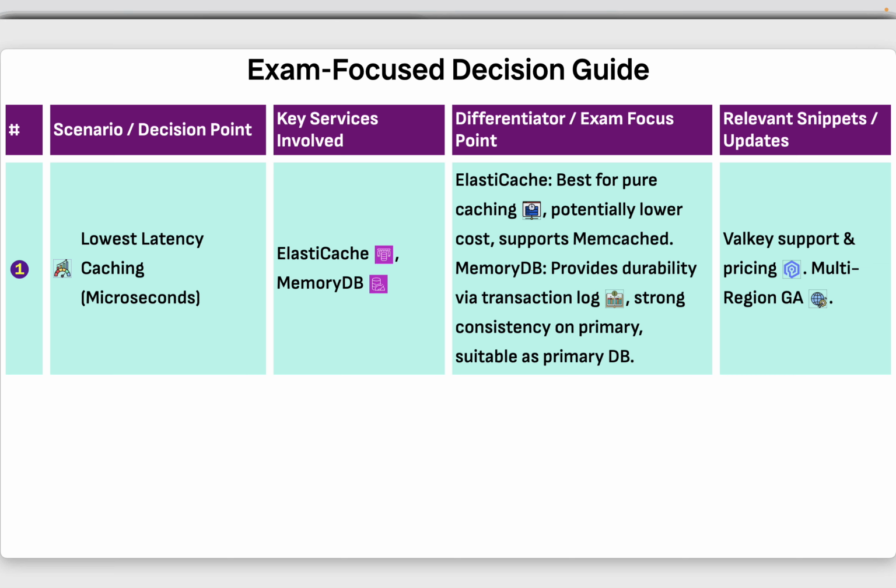The secondary option is MemoryDB. It provides durability via transaction log, strong consistency on primary nodes, and is suitable as a primary DB. There are also relevant updates like Valkey support, pricing, and multi-region global availability. So just to distinguish which one to go for: if they ask for some kind of durability and strong consistency, then go for this. But if you want a pure caching solution and something like memcached, you will go for this one.